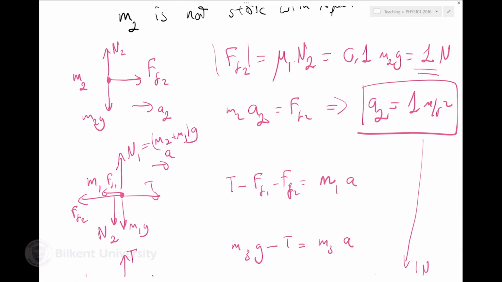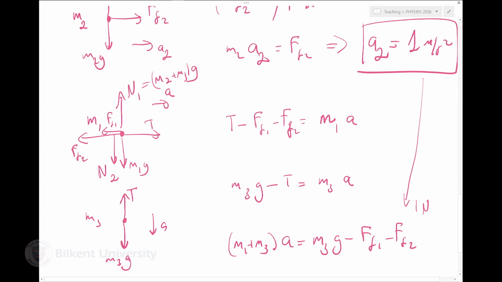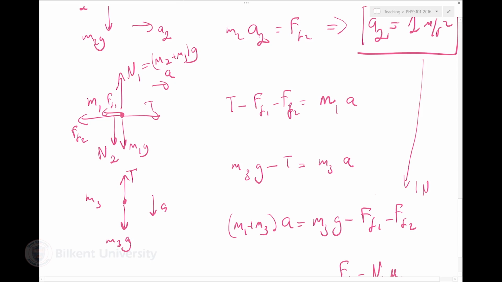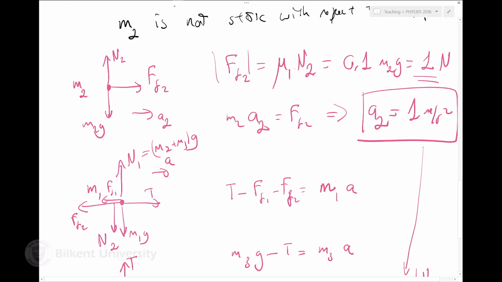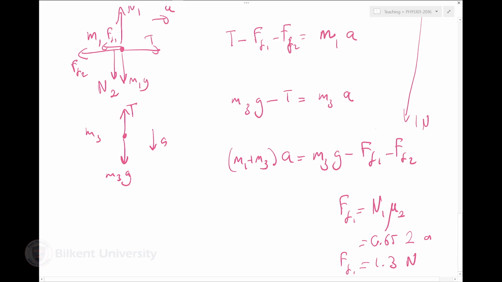No, we are applying Newton's laws individually to each object, right? Where is the G? N1 is M1 plus M2. Not 1.3 but 13. Let's see. N1 is M1 plus M2 times G, which is 10. You're right.